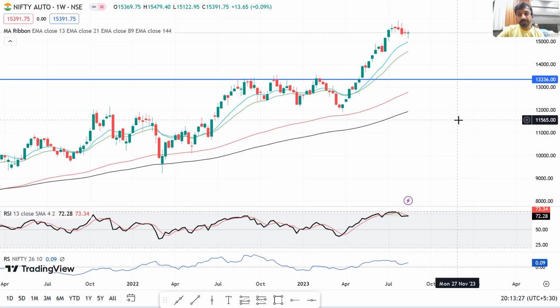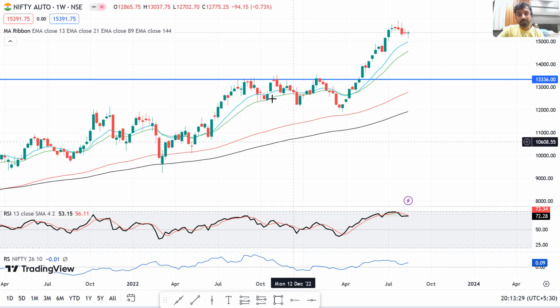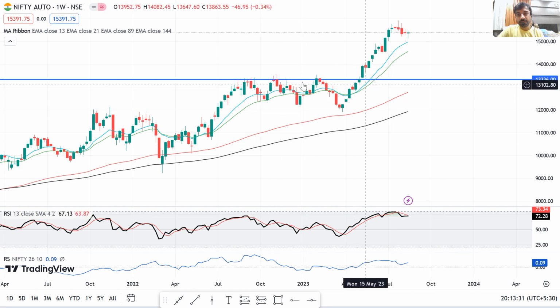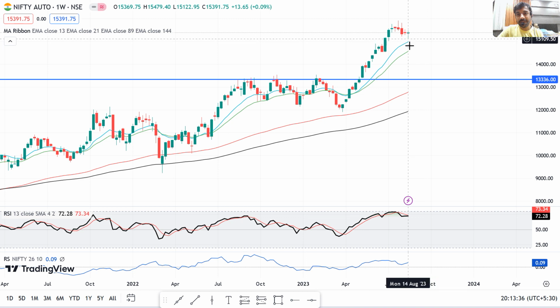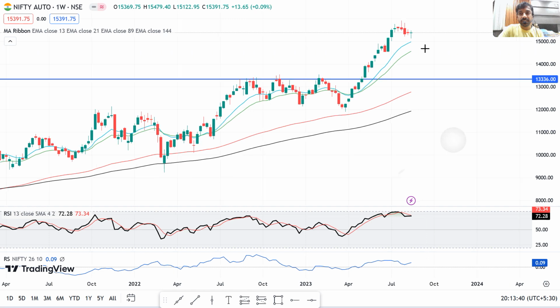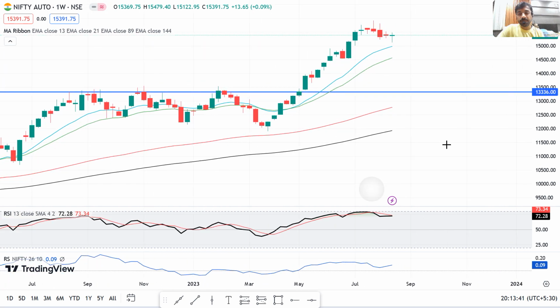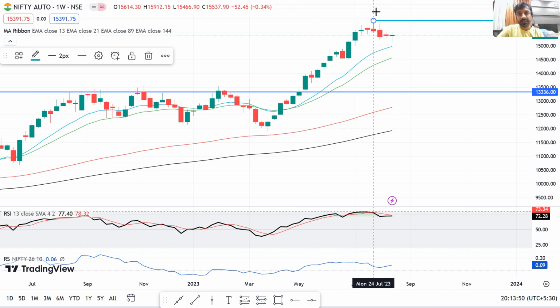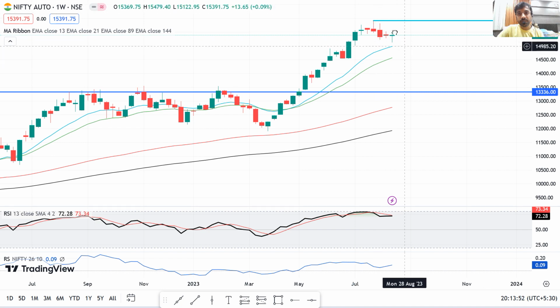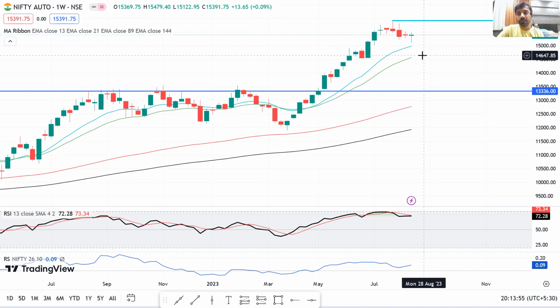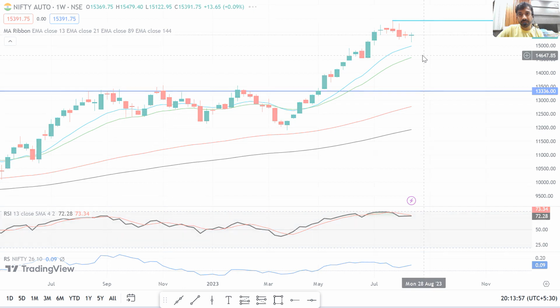Auto, if we see, fair bit of consolidation, breakout supports are far away. There is this small consolidation. It might take some support at this EMA. It has formed a pin bar, which is interesting. So if this high is crossed, it might retest the previous highs. So try and find some stocks in the auto sector for the next week.